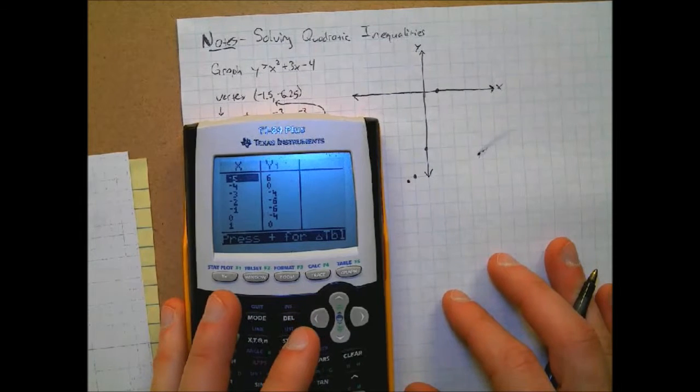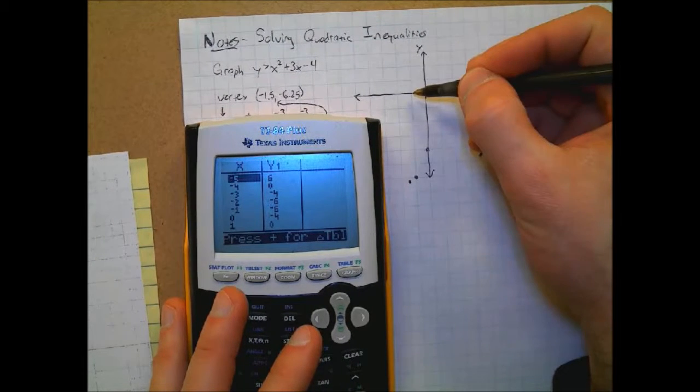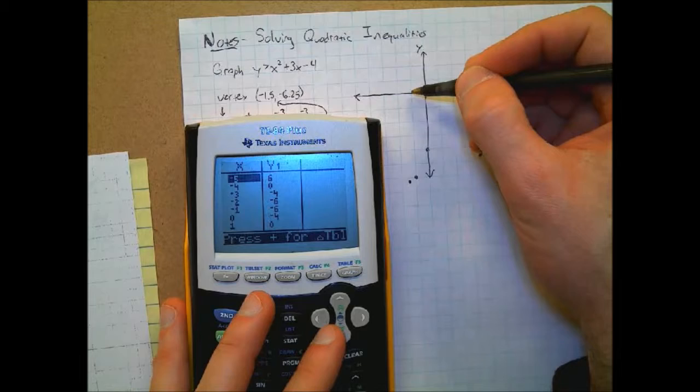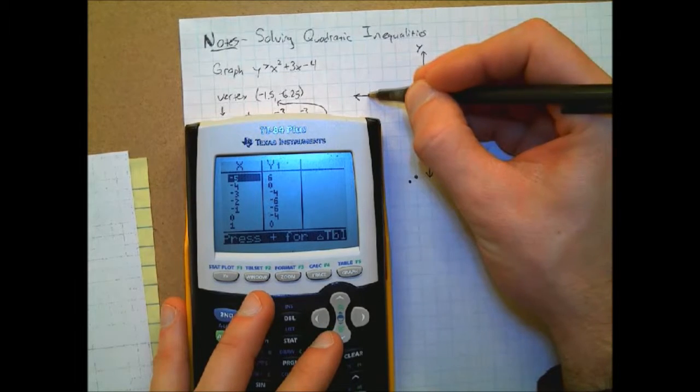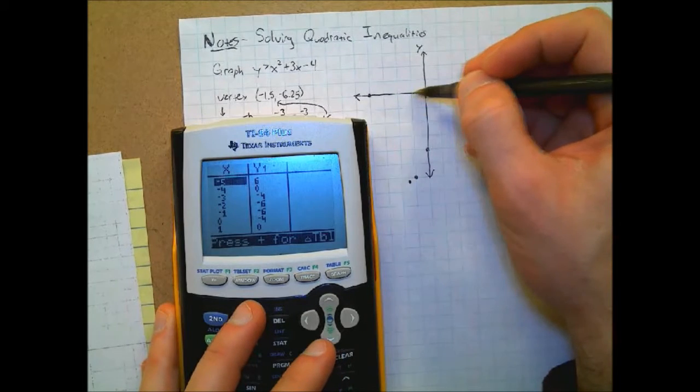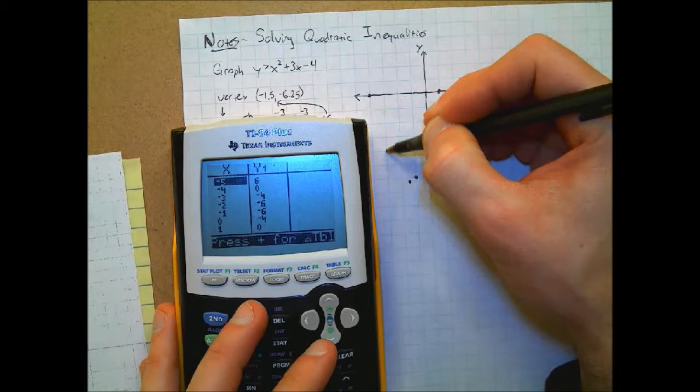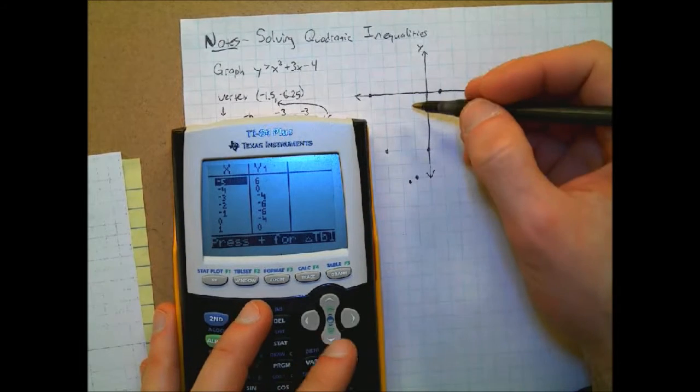-5, -6, or -5, oh, that's too far. -4, 0, 1, 2, 3, 4. Okay. -3, -4, 1, 2, 3, 4. Bless you. And let's see here, -2, -6.